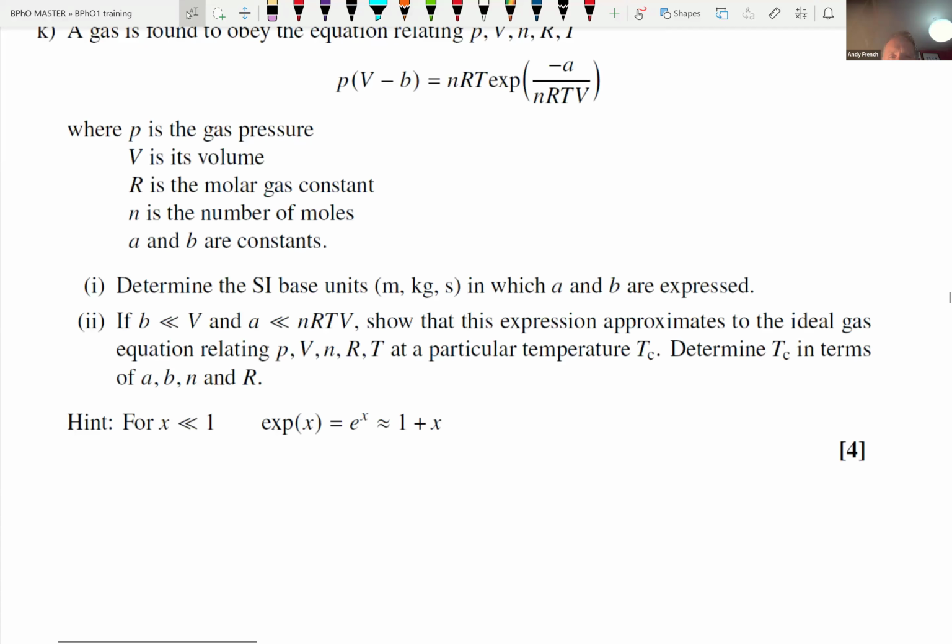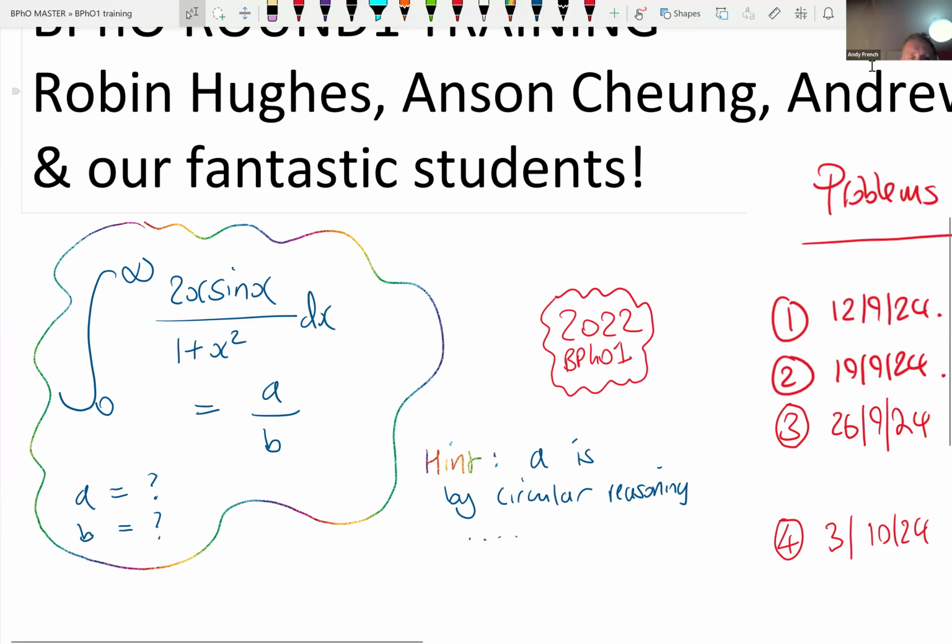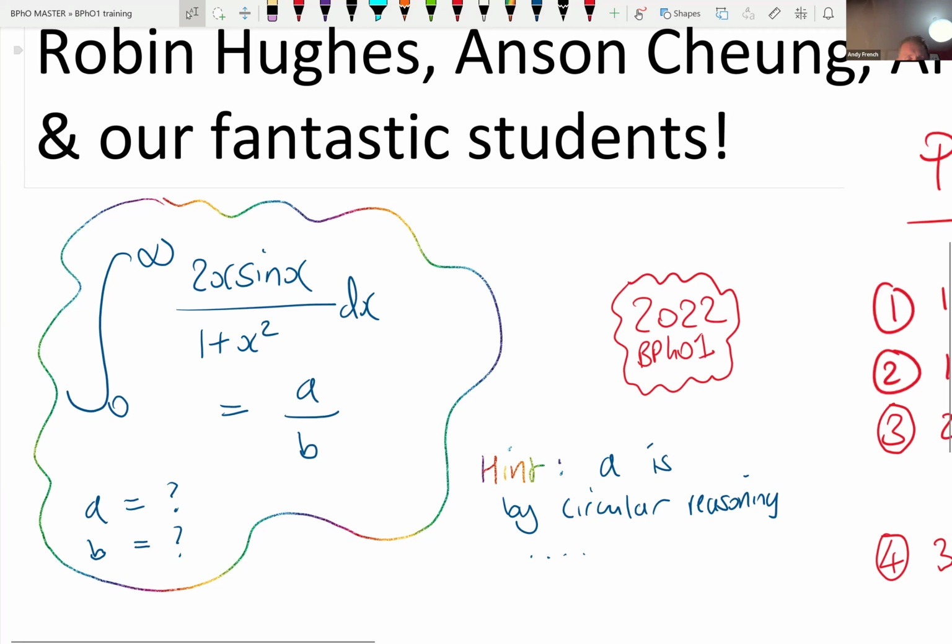So let's remind ourselves. 2 sine x over 1 plus x squared. That's the integrand. We're finding out the area under that curve between 0 and infinity is a ratio of 2 numbers that we all know. So A is by circular reasoning. So can you pop in the chat what you think that might be?